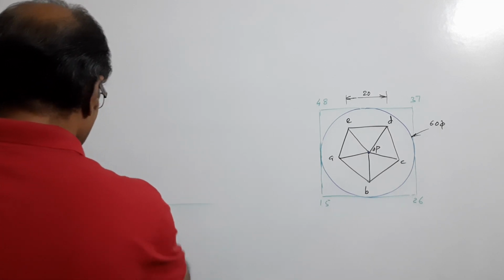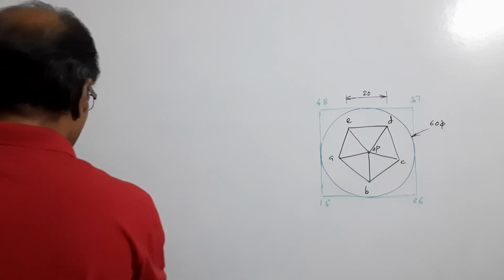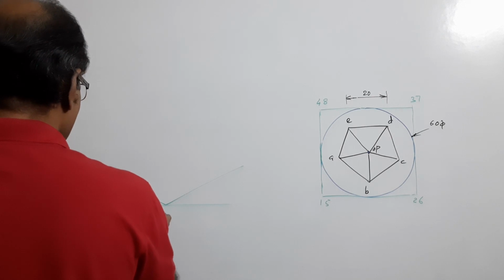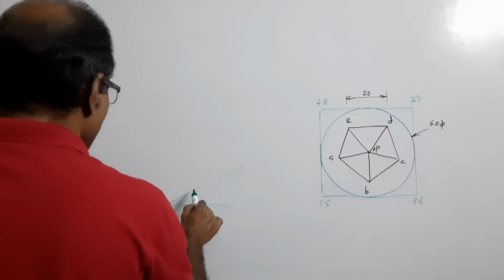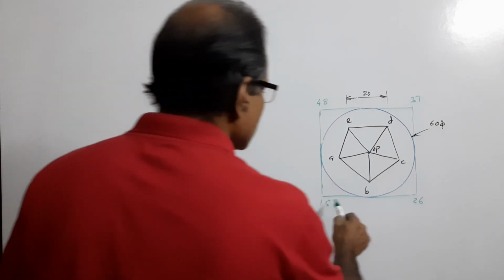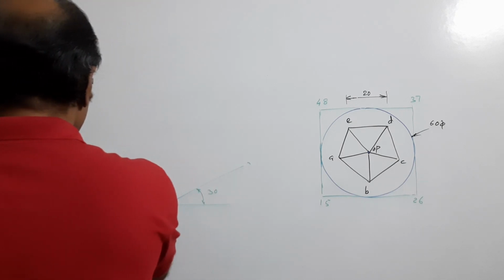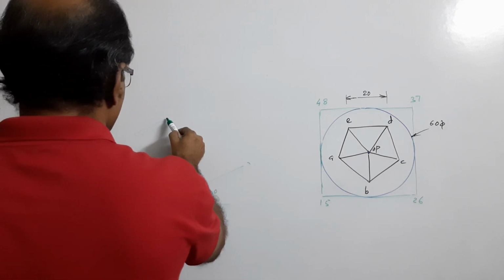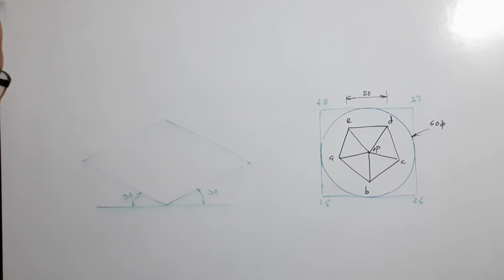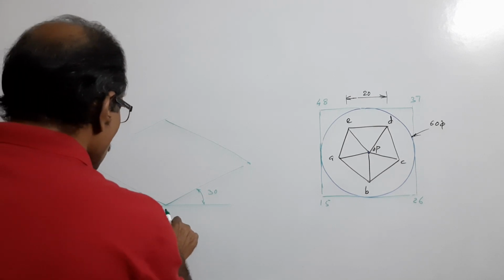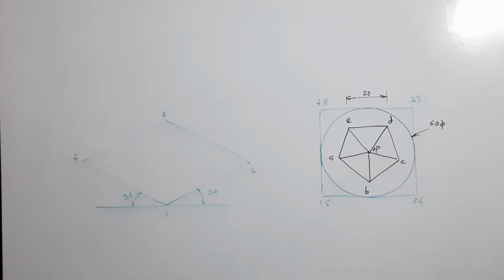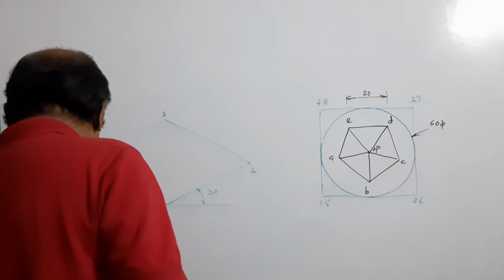Draw a horizontal line. Draw a 30-degree line. Take this side 60 to one side, to other side. Draw parallel lines. What do I get? I get a rhombus. What's the side of the rhombus? Side of the rhombus is 60. 1, 2, 3, 4. Now, from all these 4 corners, I take 40 up, vertically up.